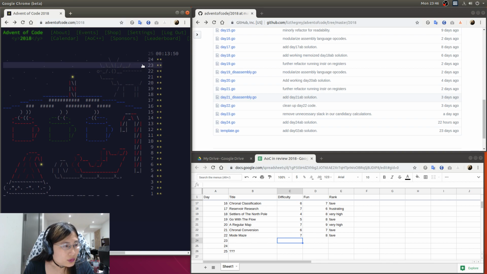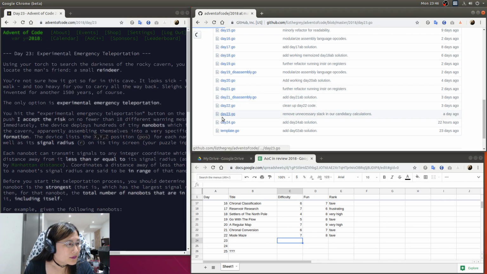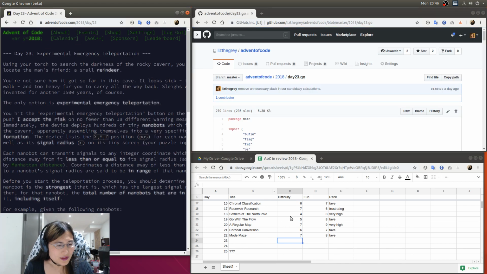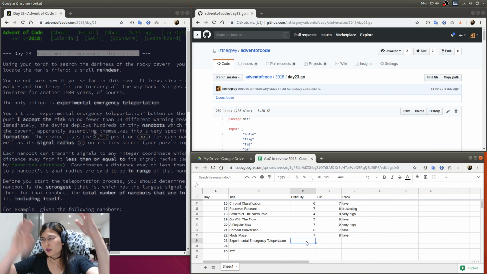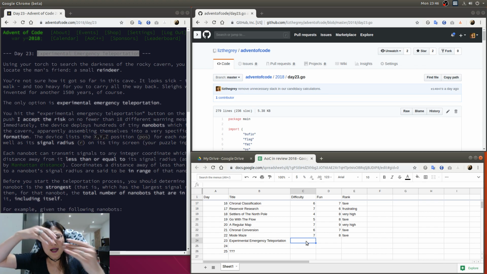Day number 23. So for day 23, oh my god, this one. This one was using Manhattan distances. You had to intersect various octahedra with each other to find out which point in a very, very, very large integral coordinate space has the highest number of octahedra that it's inside.